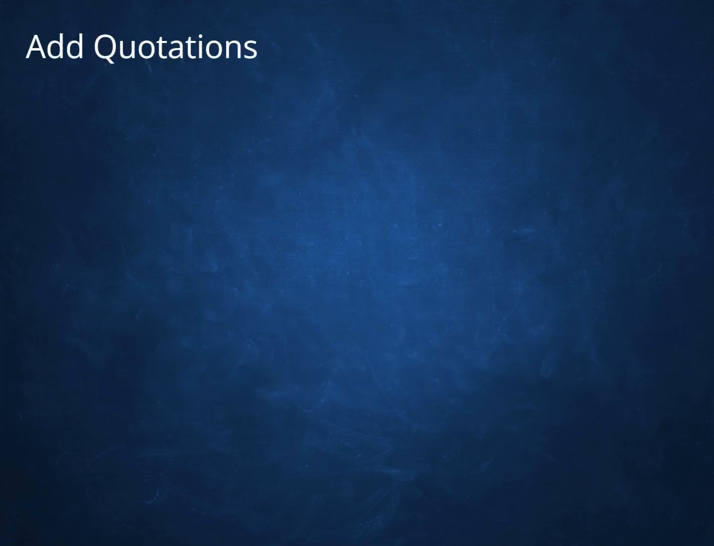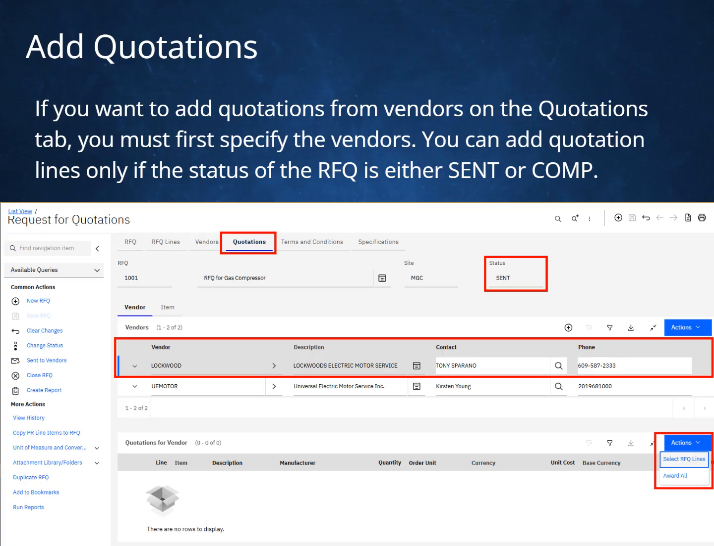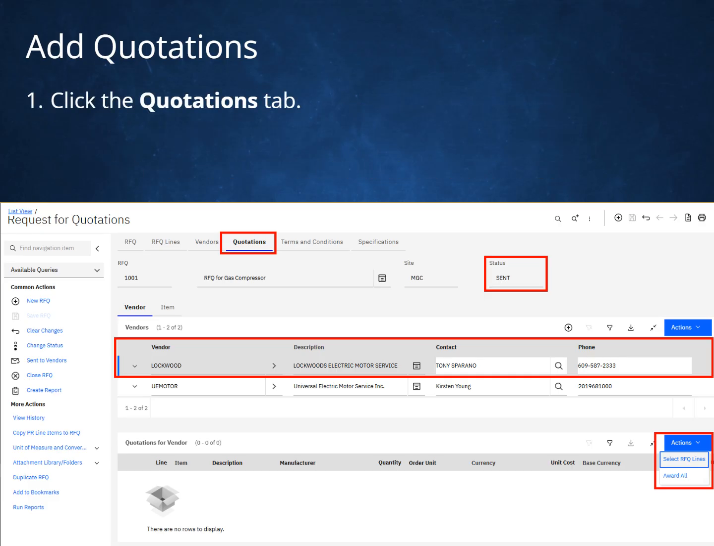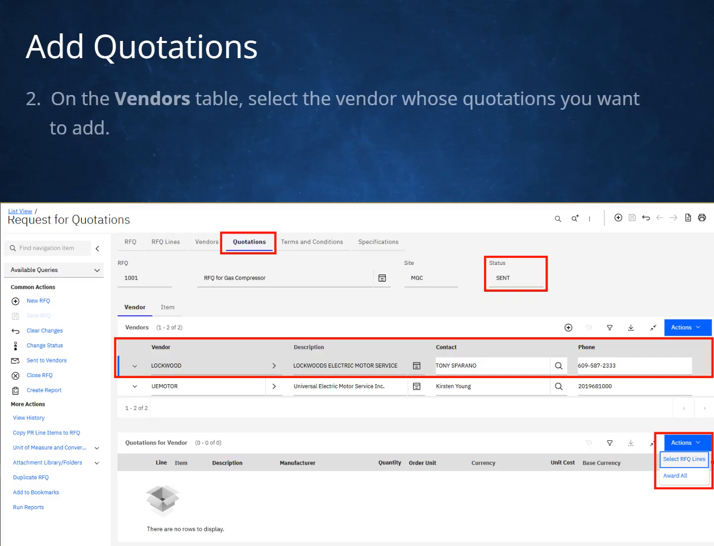Add quotations. If you want to add quotations from vendors on the Quotations tab, you must first specify the vendors. You can add quotation lines only if the status of the RFQ is either sent or COMP. 1. Click the Quotations tab. 2. On the Vendors table, select the vendor whose quotations you want to add.